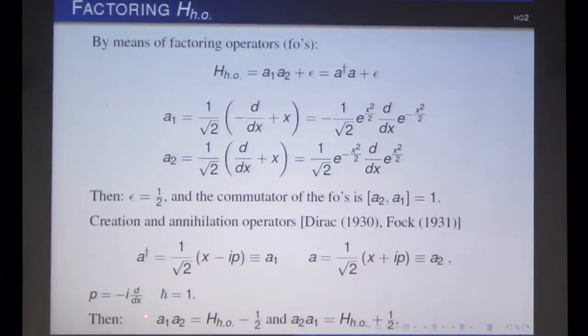You see, here we have a1 a2 plus 1/2, so it's the standard, non-dimensional, h bar omega over 2, the standard vacuum energy. Instead here, we have a2 a1 minus 1/2. This is why I usually call this kind of reverted factorization a sort of fermionic partner, just because the vacuum energy is minus 1/2. That's the main difference between the bosonic case, which is the way we know the harmonic oscillator, and this fermionic harmonic oscillator.